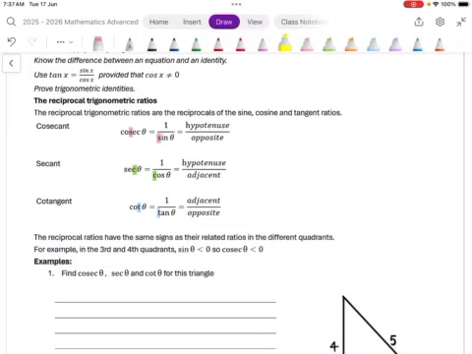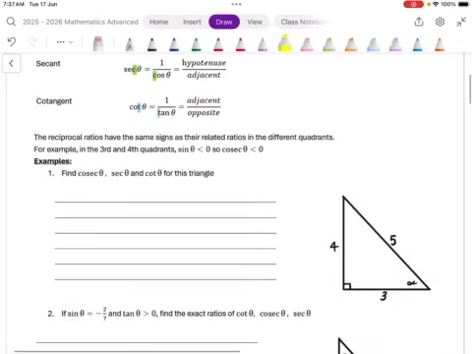So for example, this means that in the third quadrant and the fourth quadrant, we have that sine theta is less than 0, meaning that sine theta is negative. So that means that cosec is also negative in those quadrants.